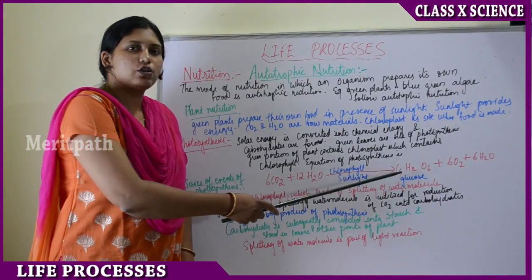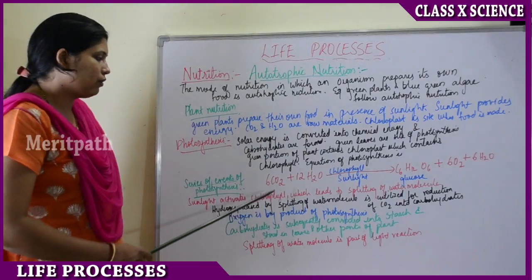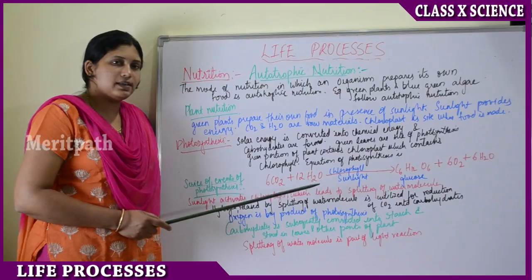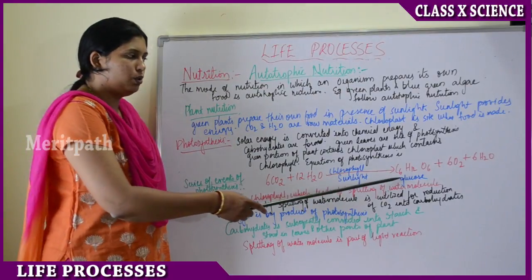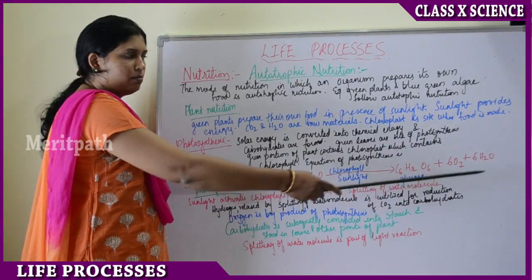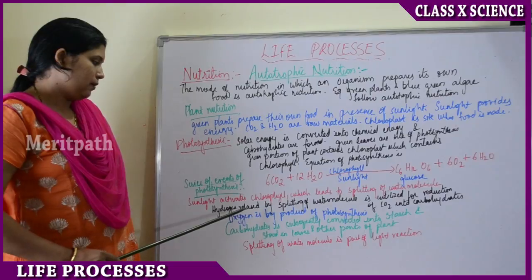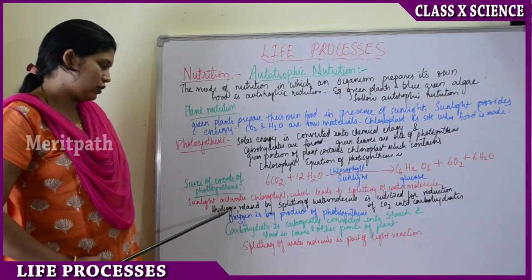So the equation of photosynthesis can be written like this: 6 molecules of carbon dioxide plus 12 molecules of water, in the presence of chlorophyll and sunlight, give rise to glucose plus oxygen plus water. This is the equation of photosynthesis. So what events take place in this photosynthesis reaction?